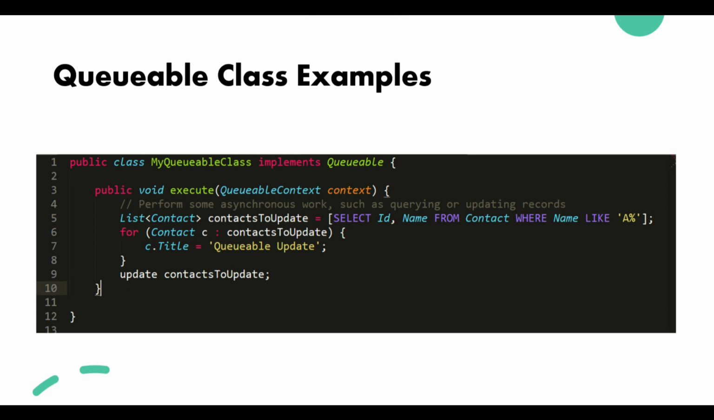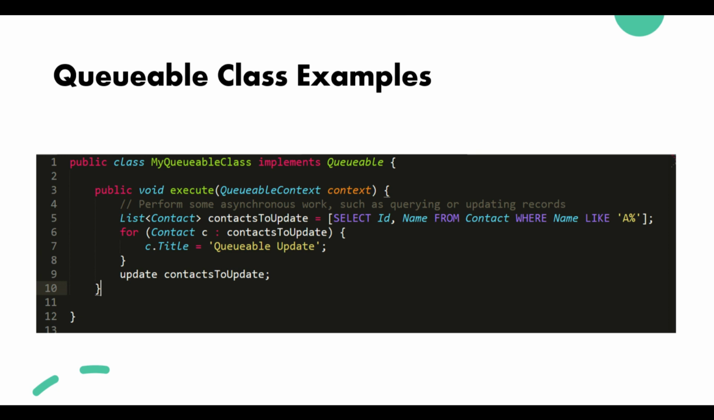Let's take a simple queueable class example. In this example, we've defined a queueable class called myQueueableClass that implements the Queueable interface. The execute method is the entry point for the asynchronous job, and it receives a QueueableContext parameter that provides information about the job's execution context.